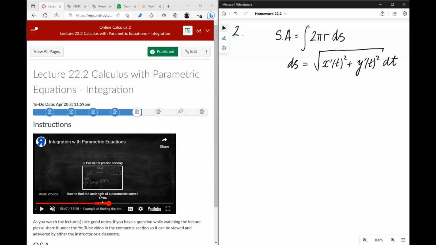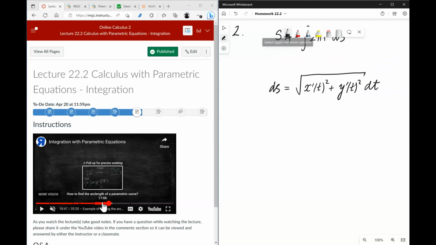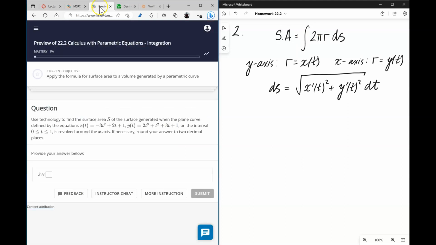And what is r? R is the radius of rotation. So if you rotate around the y-axis, then r is x, and if you're rotating around the x-axis, then r is y. So this is the formula and this is how to use it. So let's go back to our problem and let's find the surface area.